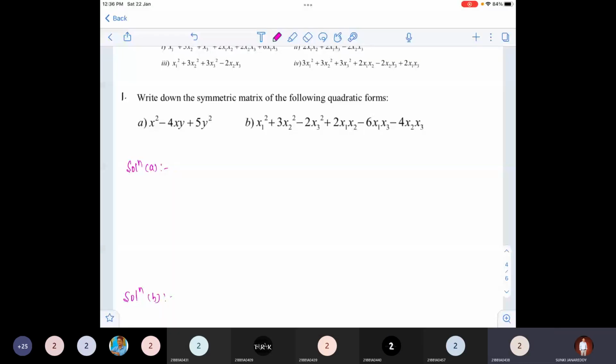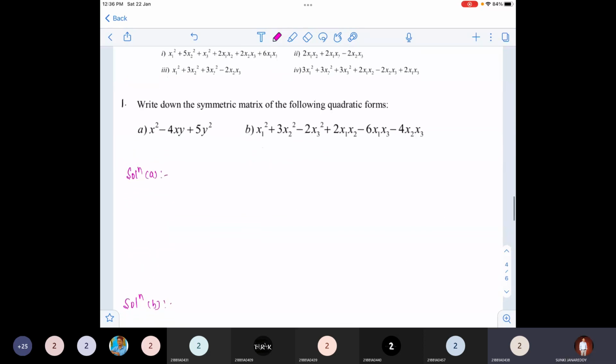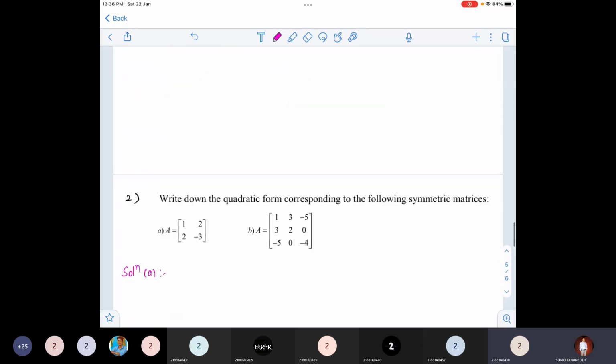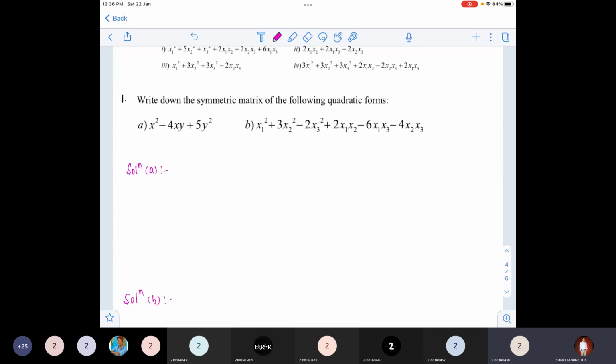Write down the questions. Write these questions. How to write a symmetric matrix, that you should know. Then we can do some more examples on this: how to write a symmetric matrix from the quadratic form, and if a symmetric matrix is given, how to write the quadratic form. These two examples we can discuss now. All of you write down carefully. Write down these two questions.